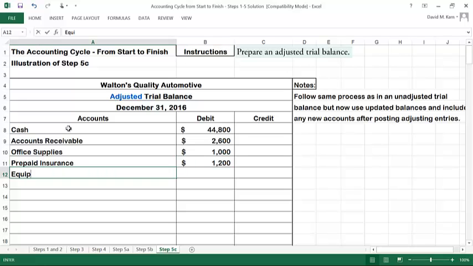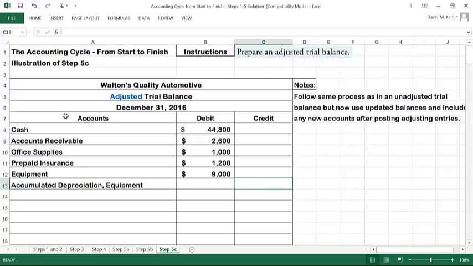Then we have equipment, and that was a debit balance of $9,000. Now remember, we're trying to list these in order of asset, liability, owner's equity. And we've got to remember equipment now has an accumulated depreciation account that goes with it. So we will always follow the plant asset with the proper accumulated depreciation account, a credit balance of $150. Then the last asset is land, and that has a debit balance of $16,000. So that concludes all of our assets.